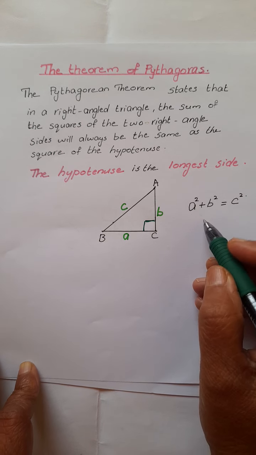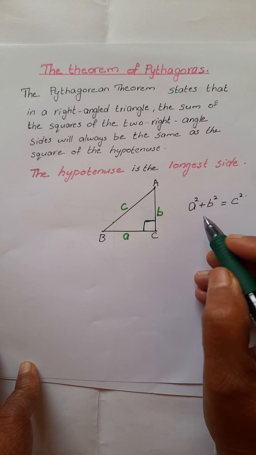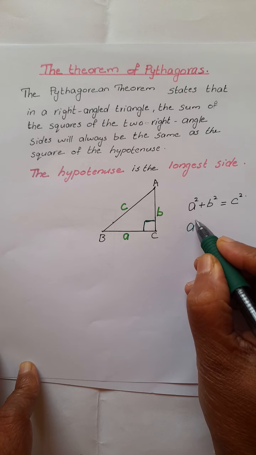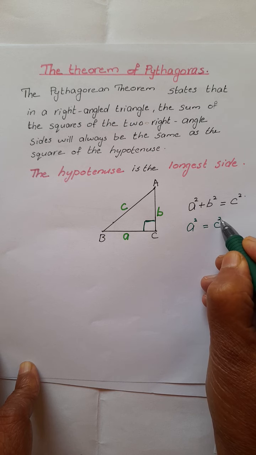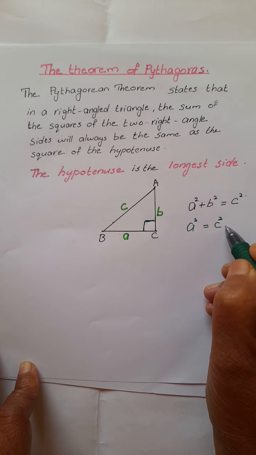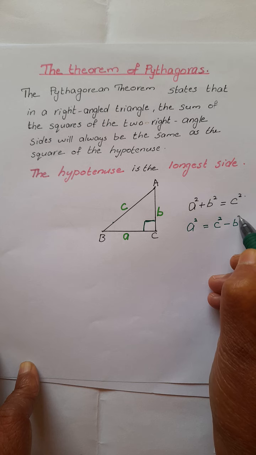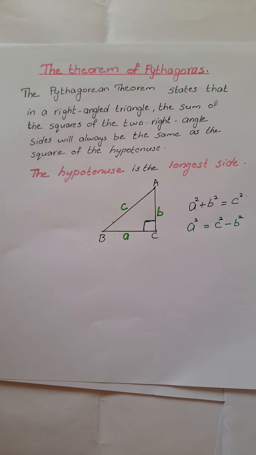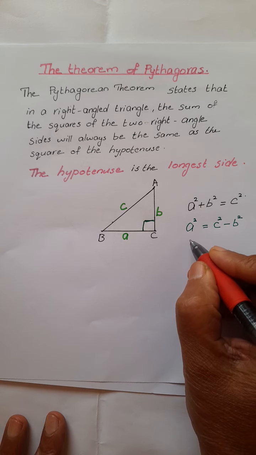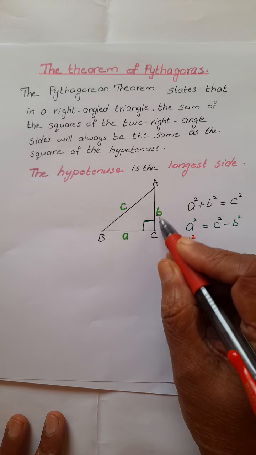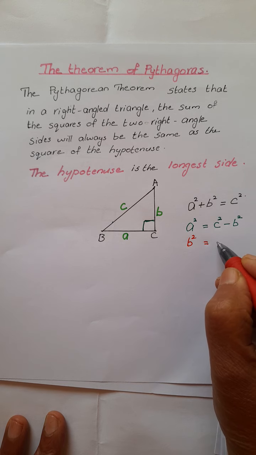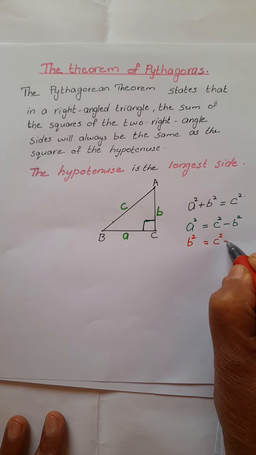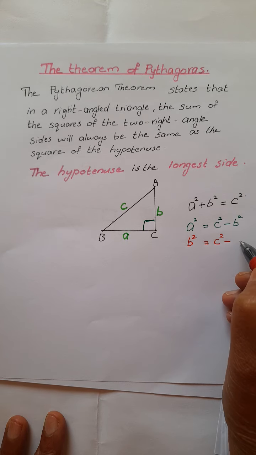You can also remember this from this equation. We can deduce that a squared is equal to c squared, you bring this to this side, it becomes minus b squared. And also remember, if you want to find the other side, that is this side, then you have to form the equation b squared equals c squared minus a squared.